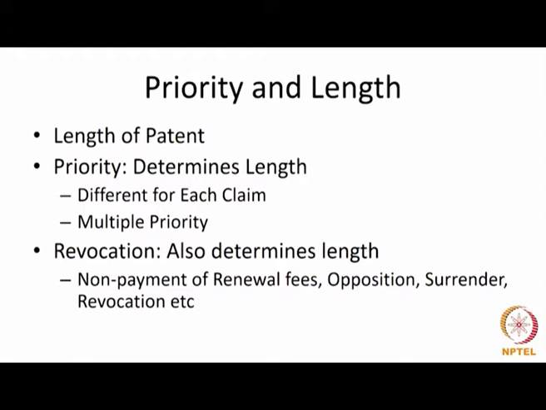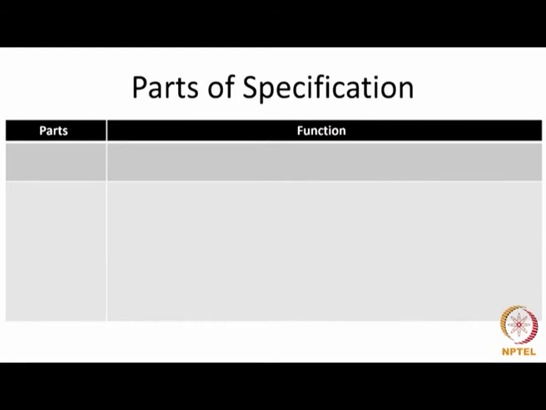The length of a patent may get shortened even if the renewal fees are not paid on time. Then we would say that the patent has lapsed. If there is opposition, then the patent term, again the length, may shorten, or if the patentee voluntarily surrenders the patent, or if it is revoked in proceedings. Now these are multiple instances where the length of the patent can be affected.